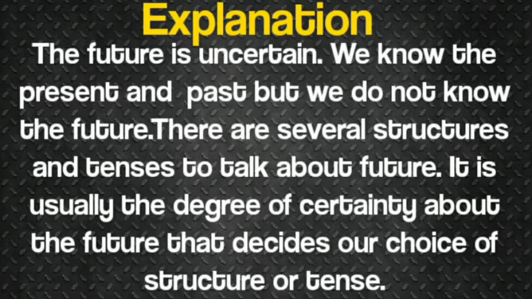Let's try to understand future time reference through this explanation, which says the future is uncertain. We know the present and past, but we do not know the future. There are several structures and tenses to talk about future. It is usually the degree of certainty about the future that decides our choice of structure or tense.